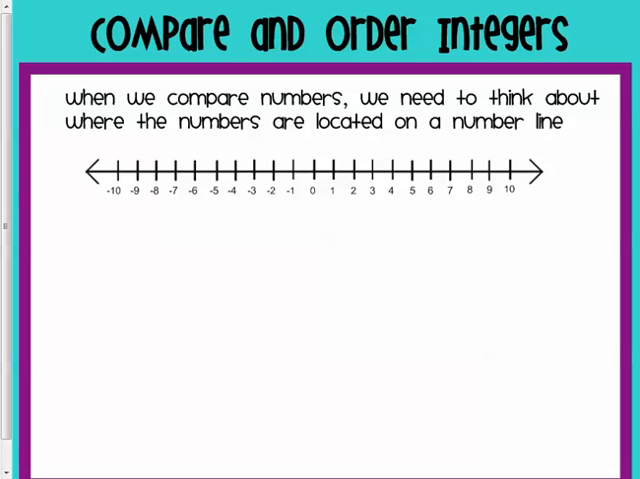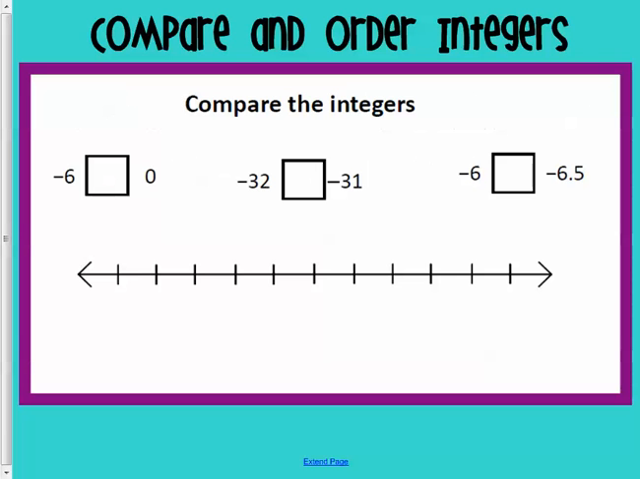When we compare numbers, we need to think about where the numbers are located on the number line. If we want to compare integers, we have to think in terms of who is further left, and that's the least, and who is further right, and that is the greatest.